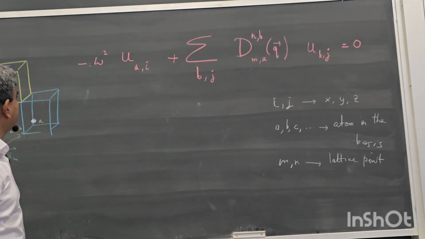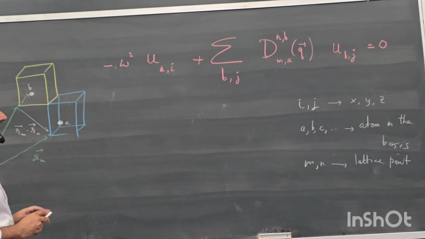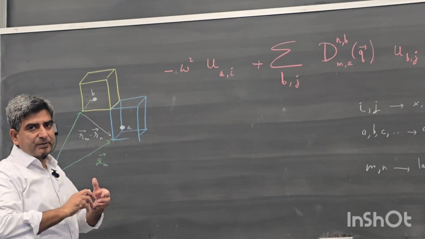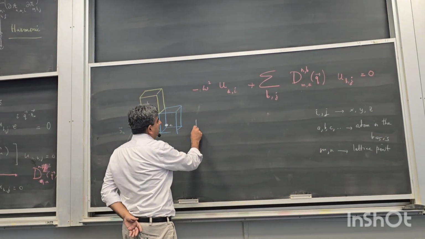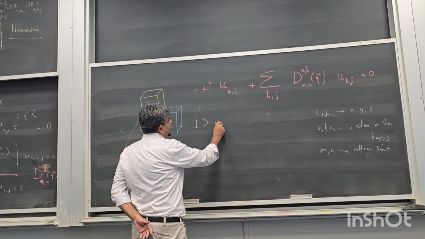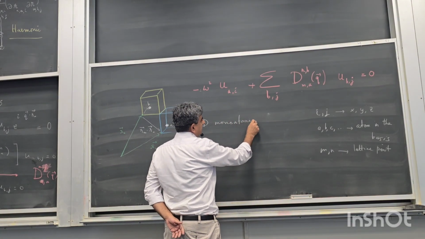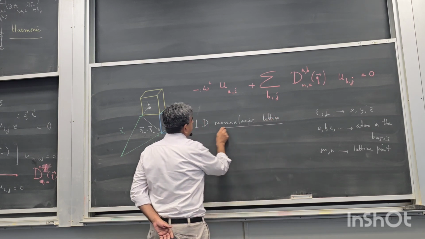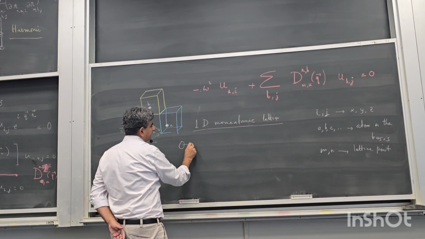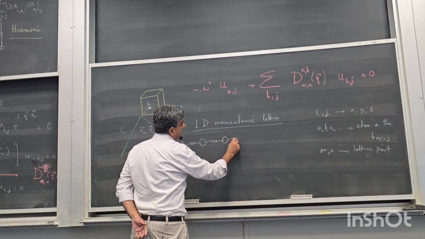So now two examples are nice to see. If I restrain this problem to 1D, to 1 dimensions, so I get a one-dimensional monoatomic system lattice. So which means that I just have these atoms, all of the same mass, connected to neighboring atoms.